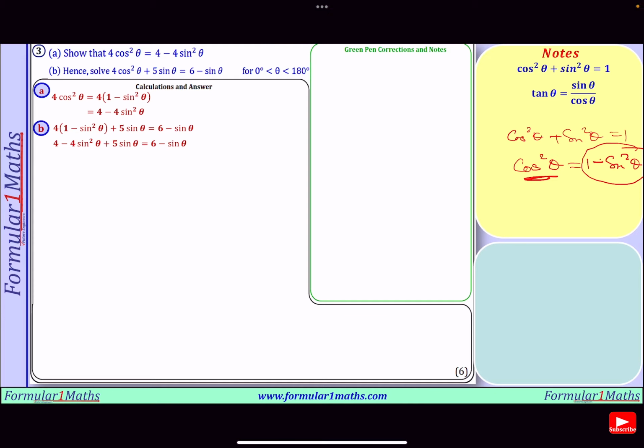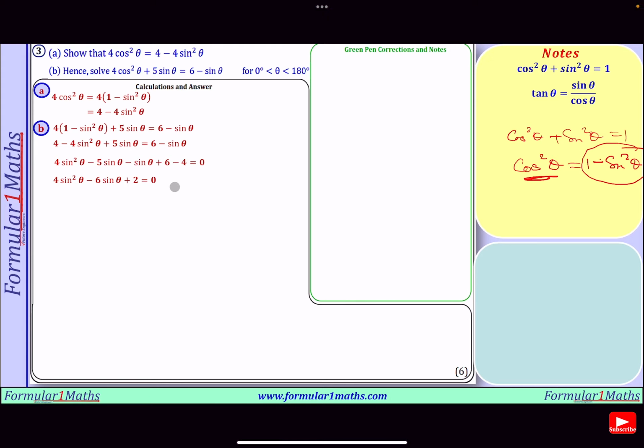Then I'll make sure that the coefficient of sine squared theta is positive. So I'll bring everything on this side of the equation to that side. When I do that, I'll get 4 sine squared theta minus 5 sine theta minus sine theta plus 6 minus 4 equals 0. If I simplify that, I'll get 4 sine squared theta minus 6 sine theta plus 2 equals 0.